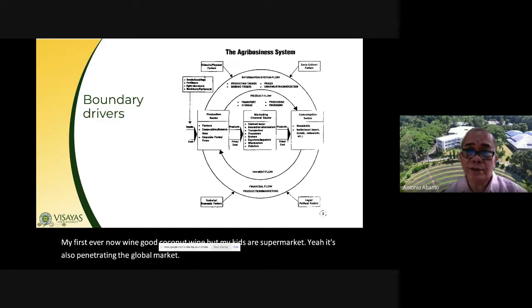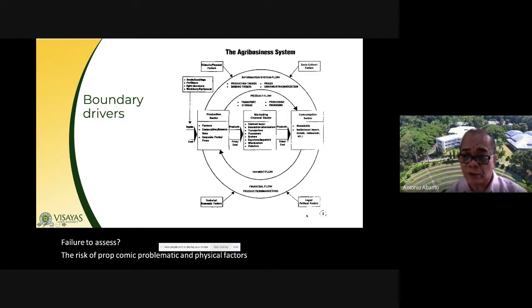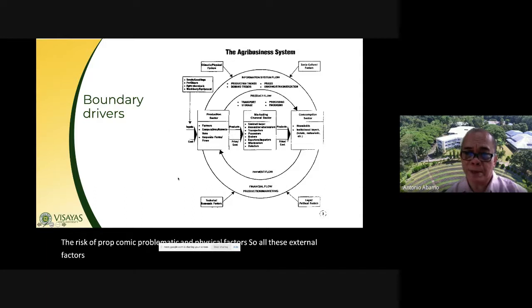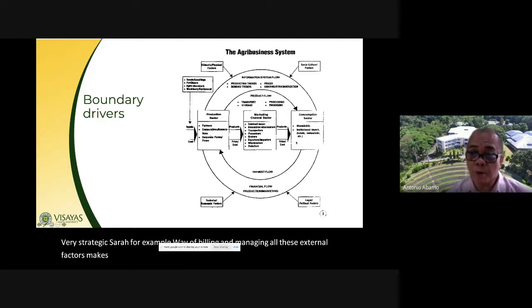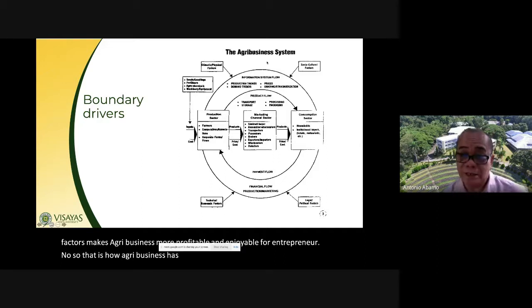Failure to assess the risk from climatic and physical factors. So all these external factors are making agribusiness more and more complicated. But very strategic ways of dealing with and managing all these external factors make agribusiness more profitable and enjoyable for the entrepreneur, no? So that is how agribusiness has become complicated as a system.